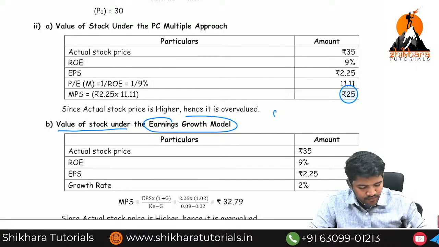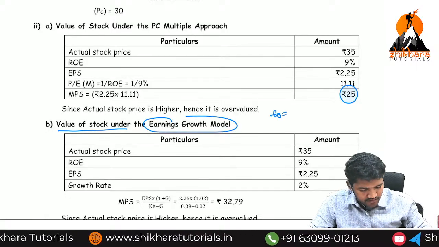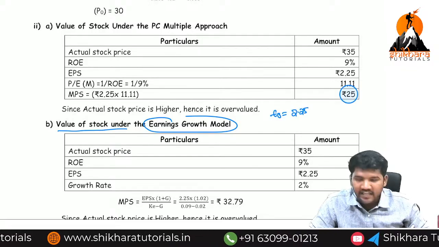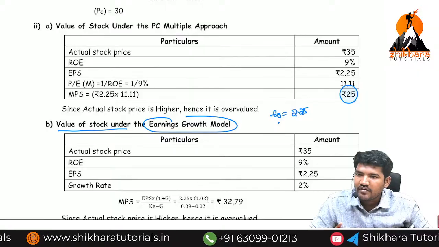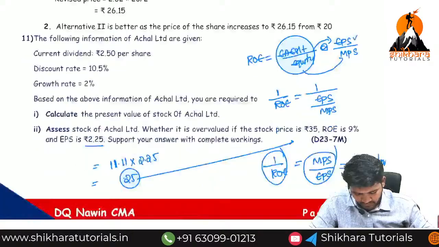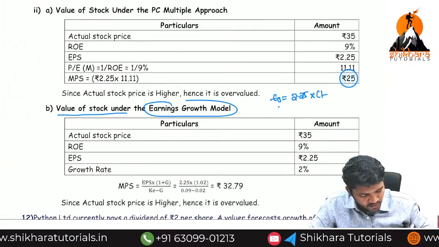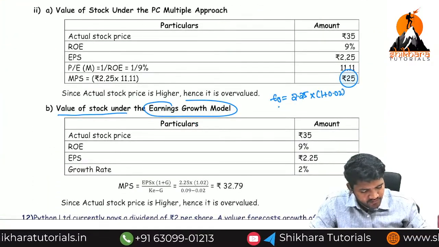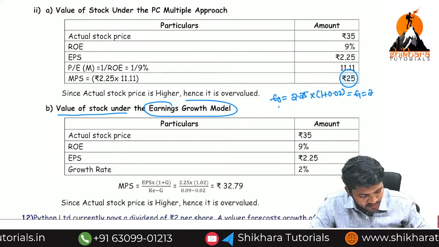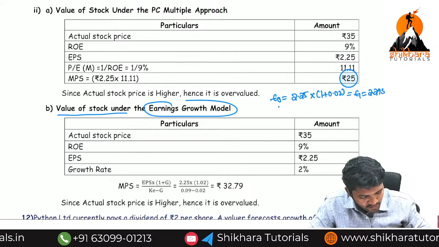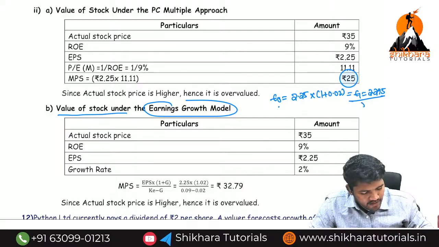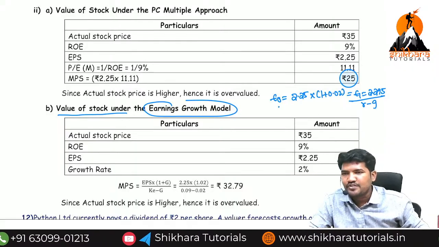So what is the EPS we have? 2.25. It is E0. I want E1, so multiply with the growth. What's the growth rate? 2%. 1 plus 0.02. Now what is the expected earnings? 2.295. Clear? Now R minus G, you will get the value per share.